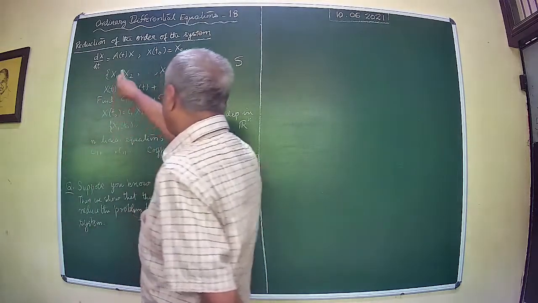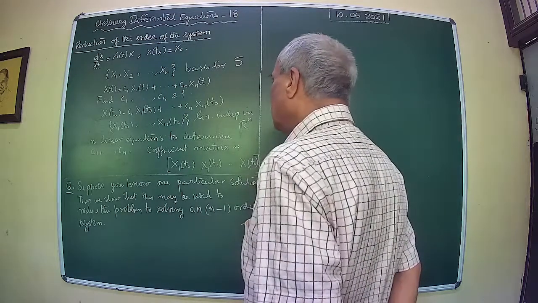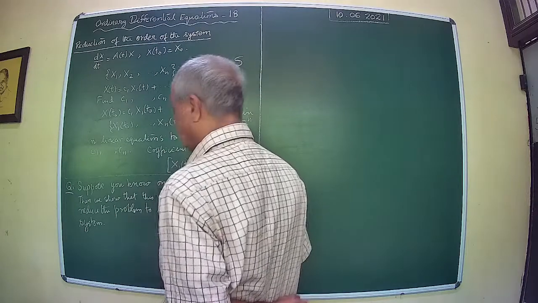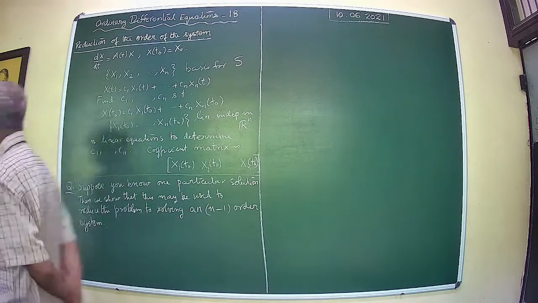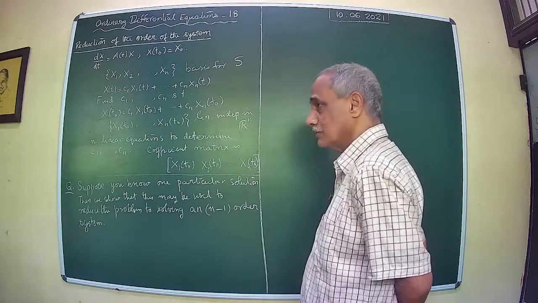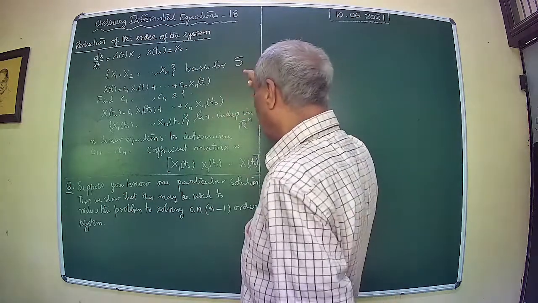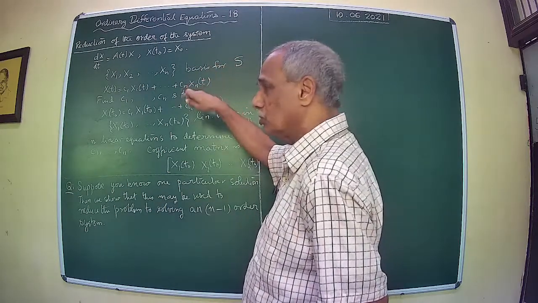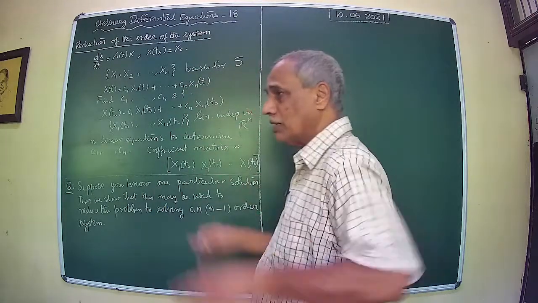This is an nth order system. Okay, and here you reduce it to an n-1 order system. So it's actually n first order equations that make an nth order system. So what you do is if you know one solution, then you can reduce the problem to solving an (n-1)th order system. That means you will have to work with only n-1 solutions.